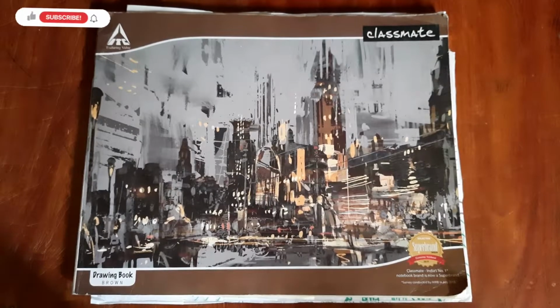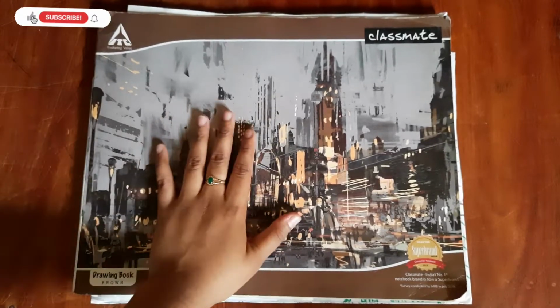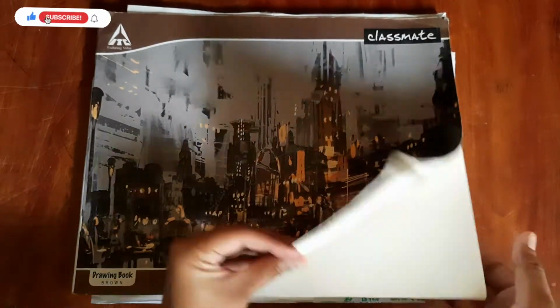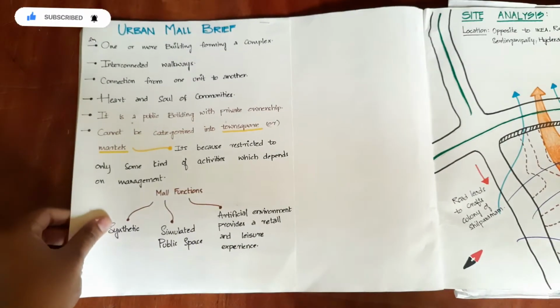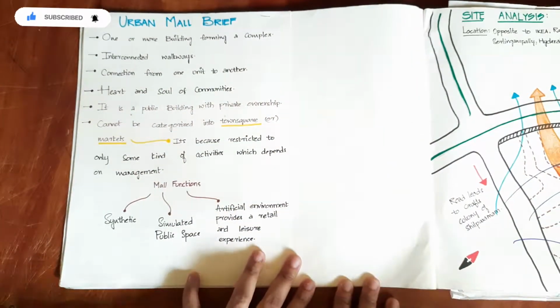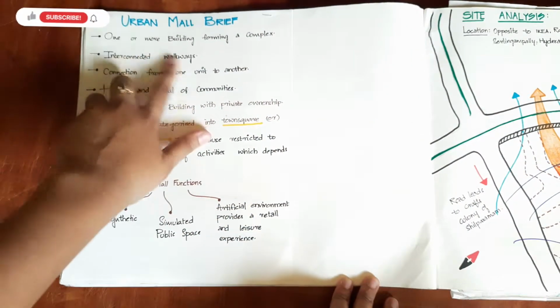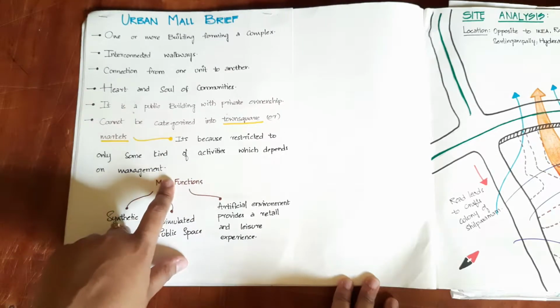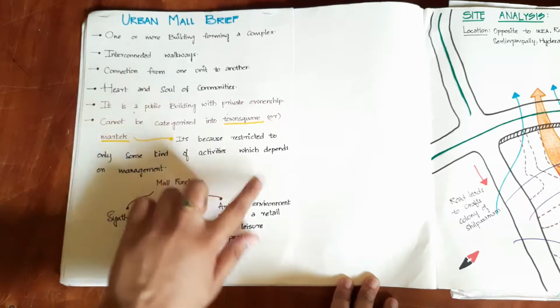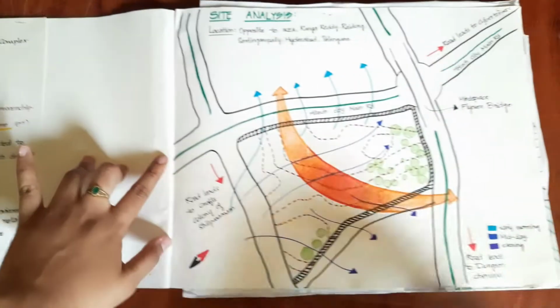So our 6th semester design problems are a mall and a cultural center together in one site. I've done everything in this particular book. So let me start off with the brief. We were given a mall as our first design problem, and these are the basic points which I've noted over here which I felt important, and I've underlined the important lines.